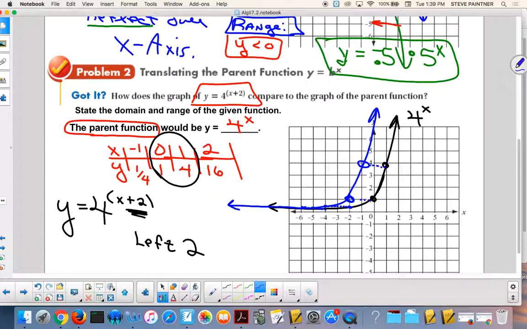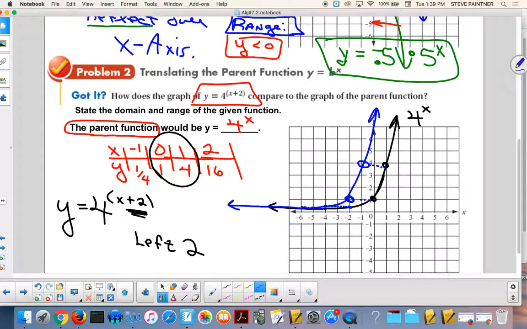Guys, will you look for a second? You see this? This is your parent. If you go right or left, here's the asymptote. If I go right 2, did the asymptote change? Left 2? It's still the same. So what's going to change the asymptote? Up and down. Up or down will change the asymptote. That's the only thing that will ever change the asymptote.